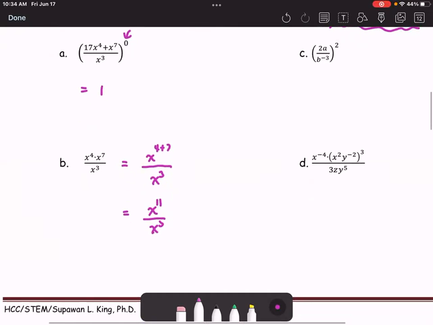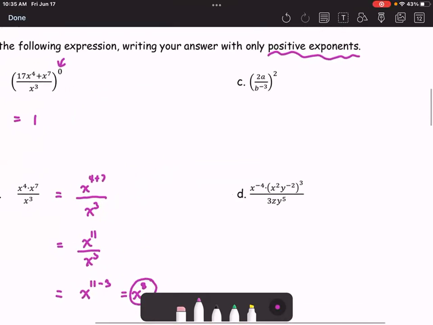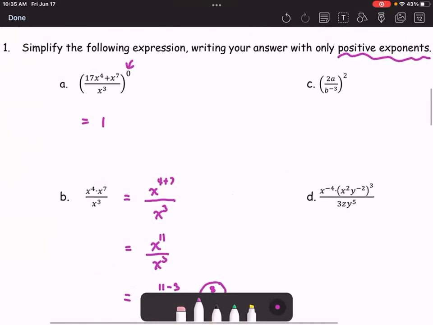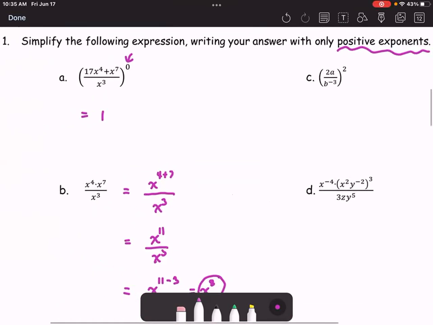After we simplify to only one factor on the top and one factor on the bottom, we apply the quotient property. So we're going to have x to the power 11, which is the exponent of the numerator, subtracted by 3, which is the exponent of the denominator. And then we get the simplified solution as x to the power 8 as the final result for part B. Now let's move on to part C. In part C, we are going to simplify the second power of the quotient 2a divided by the quotient 2a and b to the negative 3rd.